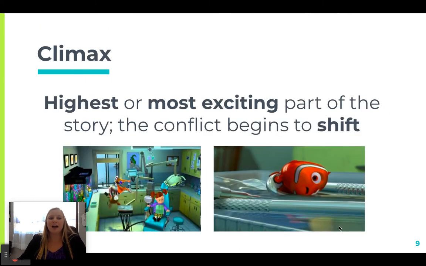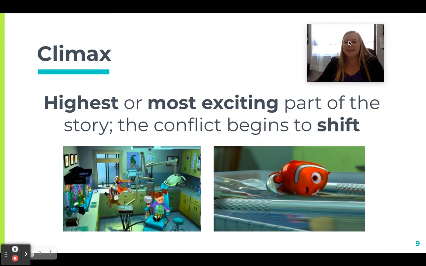After the rising action comes the climax. Now the climax is the highest, most exciting part of the story. Sometimes climax can be pretty hard to pick out. So if you need to think about it, when the conflict begins to shift, when the characters start solving their problems a little bit, that is where you're going to find the climax. Sorry about that. So in Finding Nemo, the climax is when Marlin shows up and finds Nemo, what he thinks is dead. Oh, but we know he's not really dead.